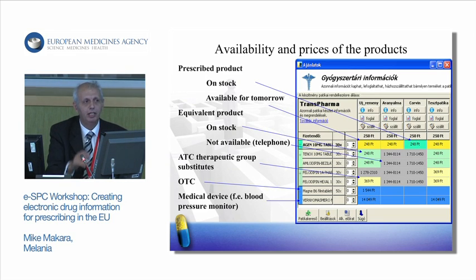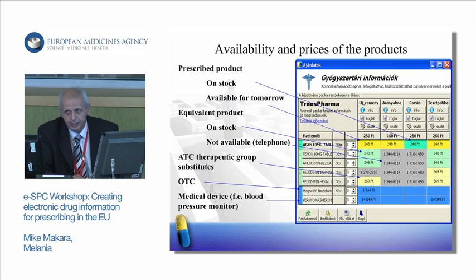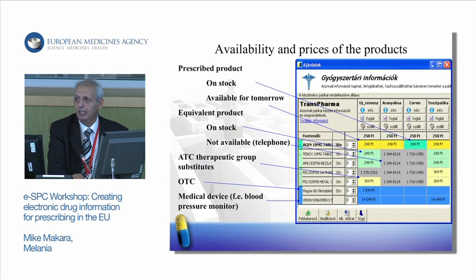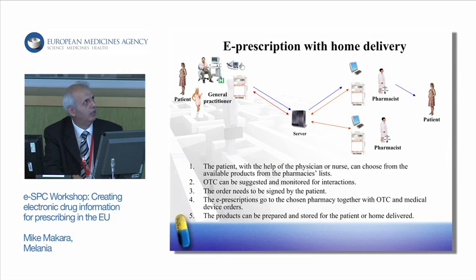For example, if an antihypertensive drug is prescribed, then a blood pressure monitor can be recommended for the patient to buy. Okay, that can be combined with home delivery. If the patient and the doctor know which product in which pharmacy he wants to order, he can order it as a home delivery.